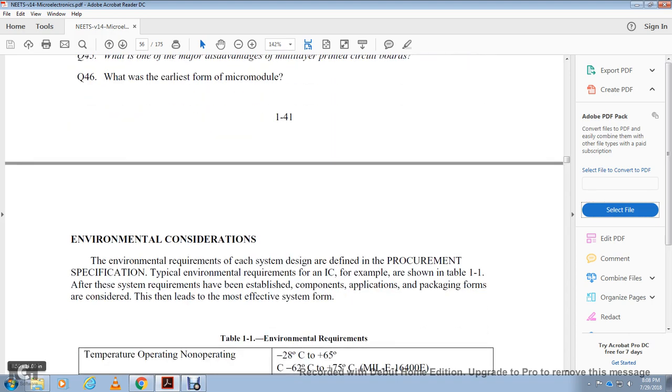All right, environmental considerations. Environmental requirements of each of the system designs are identified with the procurement specification, technical and environmental procedure requirements of the integrated circuit. Example shown in figure 1.1. After the system requirements have been established, components of the application and packaging forms are considered, with these thin leads being most effective and sufficient.